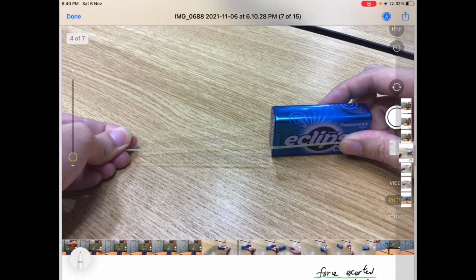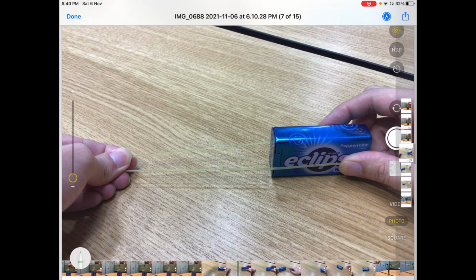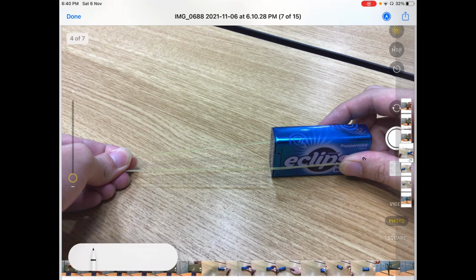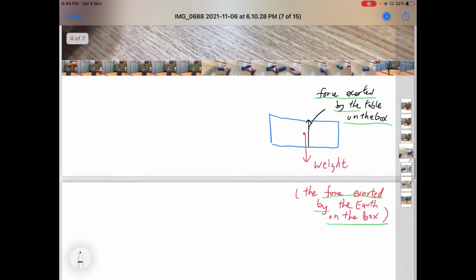Then how about in the horizontal direction? What force is acting on this box? What about the rubber band? To what direction is the force pointed? To the left-hand side. And the point of contact with the rubber band is at the very right end of it. How about the finger? To the right-hand side. So let's draw these two forces.